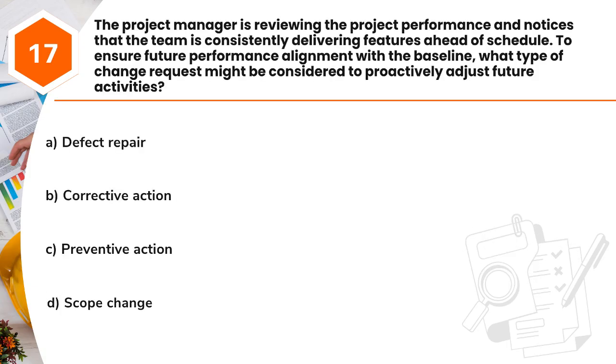Question 17. The project manager is reviewing the project performance and notices that the team is consistently delivering features ahead of schedule. To ensure future performance alignment with the baseline, what type of change request might be considered to proactively adjust future activities? A. Defect repair. B. Corrective action. C. Preventive action. D. Scope change.